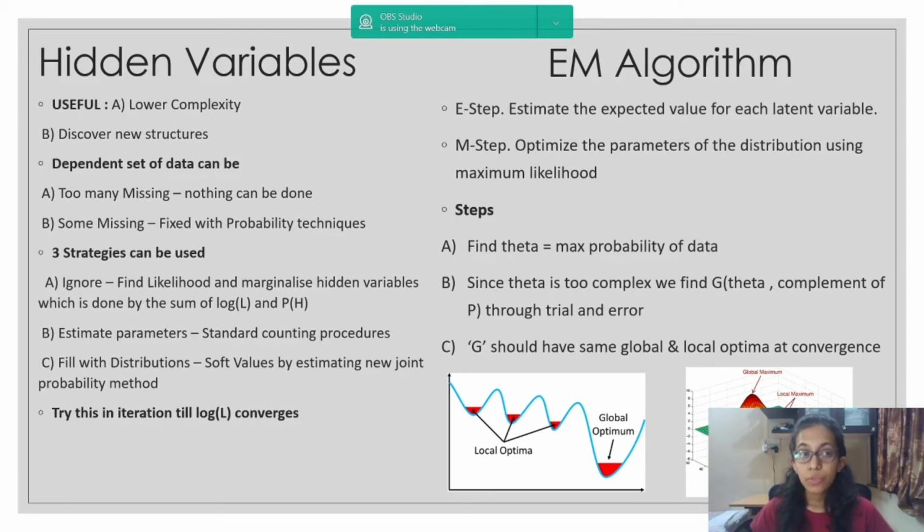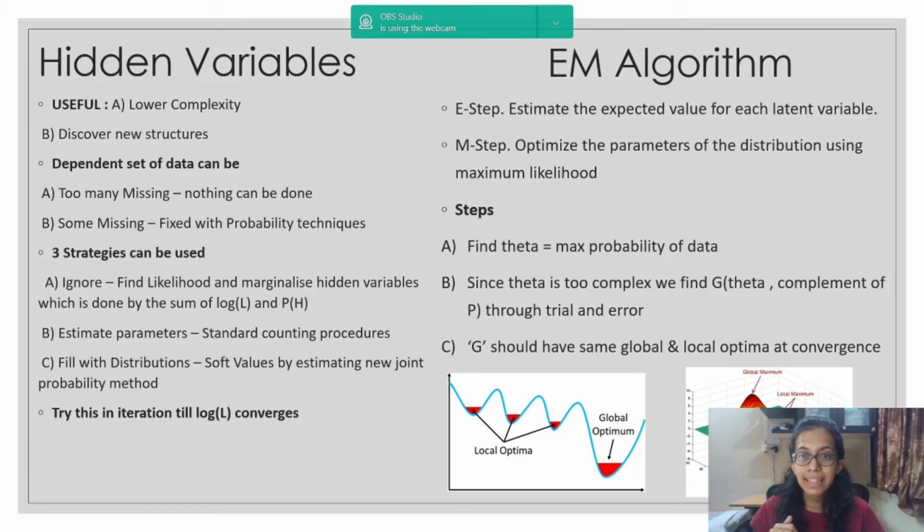So the first usefulness of hidden variables is lower complexity. And the second is discovering new structures. For example, let's say we're trying to make a model on how to detect cancer. Now we don't exactly know how cancer occurs, right? So there may be factors that we are including that may or may not be needed.